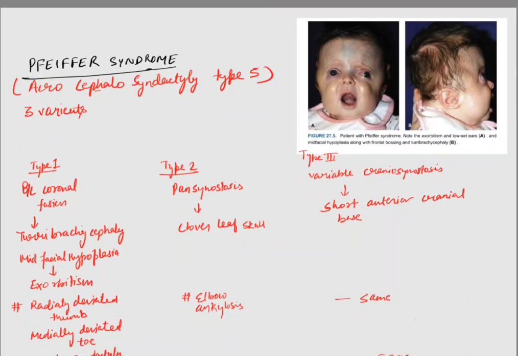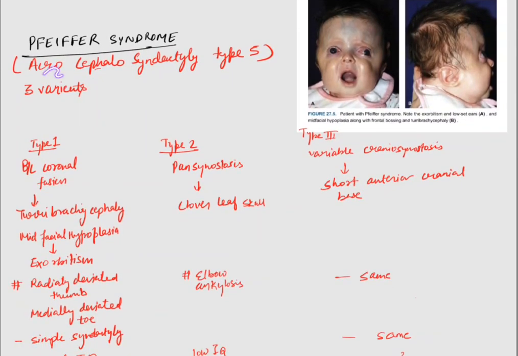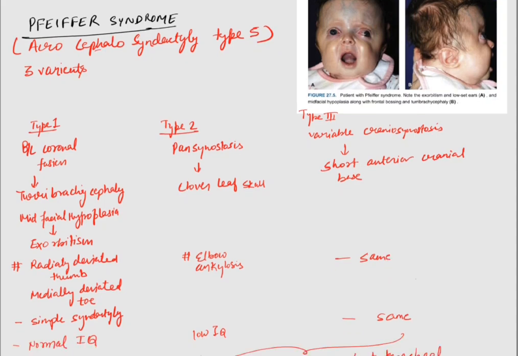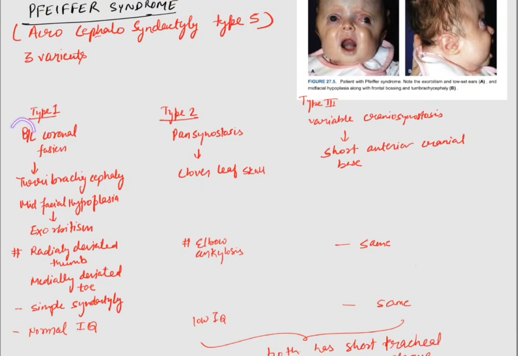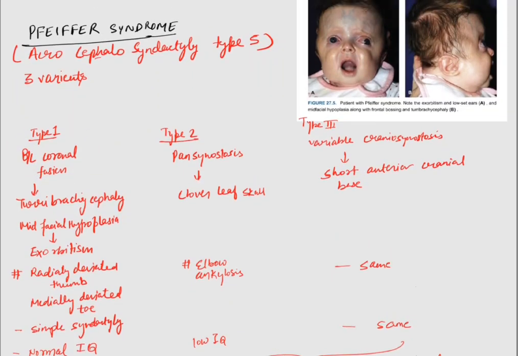Now coming to Pfeiffer syndrome. Pfeiffer syndrome is also known as Acrocephalosyndactyly Type 5. But there are three variants of Pfeiffer syndrome. The type 1 variant is most common and has a good prognosis. In the type 1 variant, there is bilateral coronal fusion leading to brachycephaly and turricephaly. There is midfacial hypoplasia leading to exorbitism.